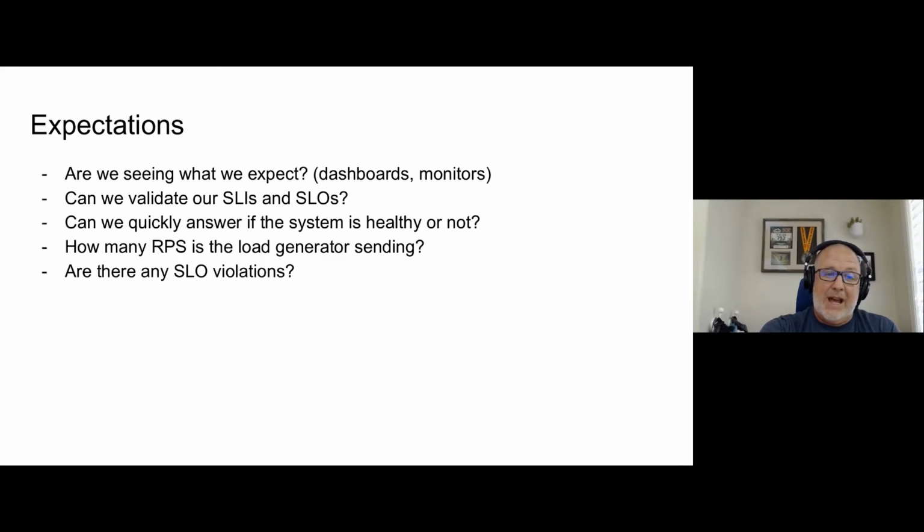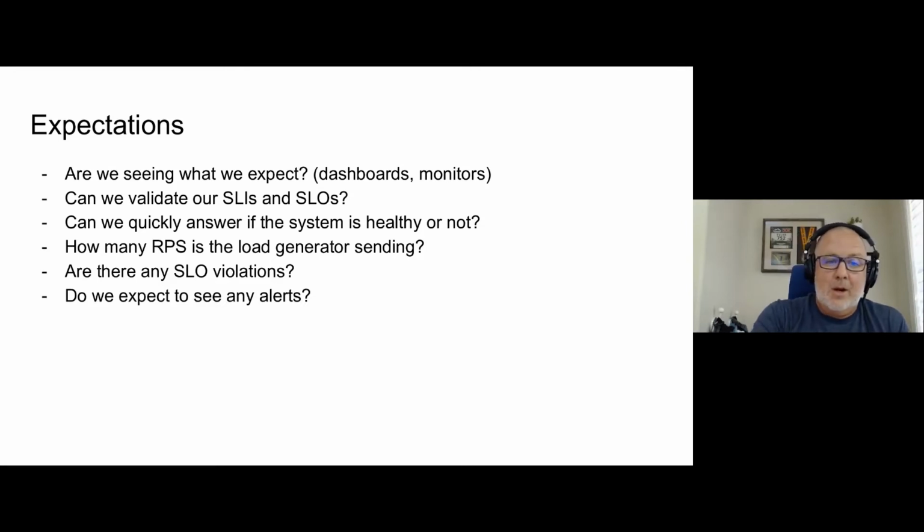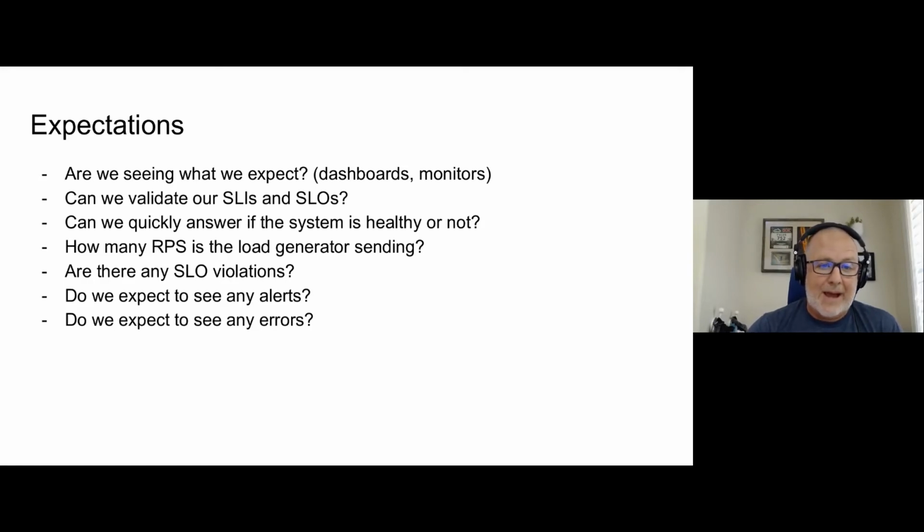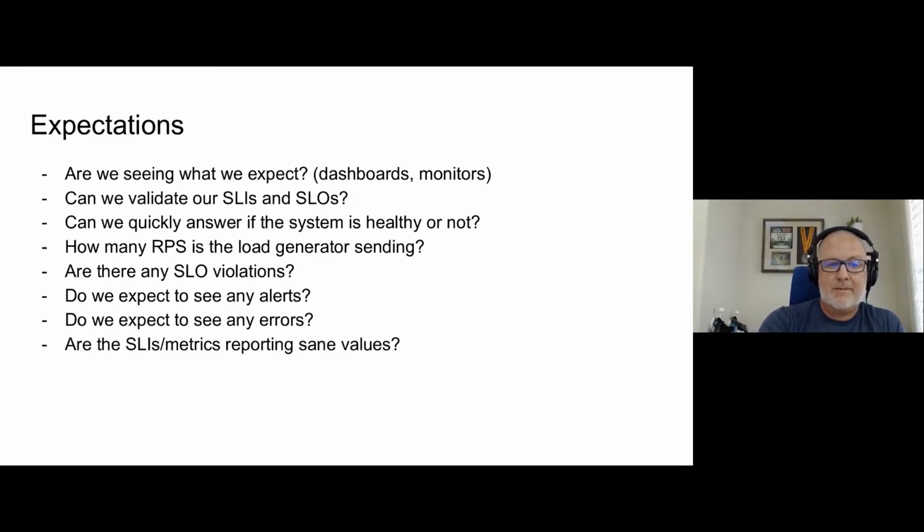Are we going to have any SLO violations? Do we expect to have any? If it's again, happy path traffic, we probably shouldn't. Are we going to see alerts? Do we expect to actually see errors? Again, I sort of go back to the case in point. We're putting happy path traffic on our systems. Everything should be good. We just want to validate that we're seeing what we expect. But if we're starting to generate errors, we're probably going to have to take a step back and figure out what's going on, create some betterments. Are the SLI metrics reporting what we expect them to report, or does things look completely crazy?